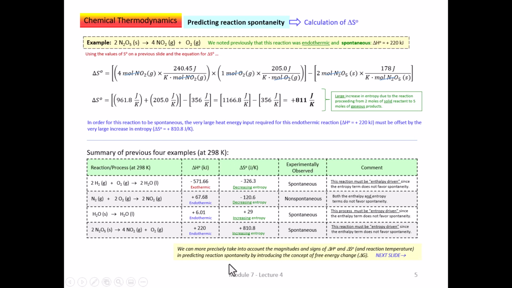So we can more precisely take into account the magnitudes and signs of delta H and delta S, and ultimately the reaction temperature, in predicting reaction spontaneity by introducing the concept of free energy change, delta G, which is on the next slide, which we'll save for part 2 of this lecture.